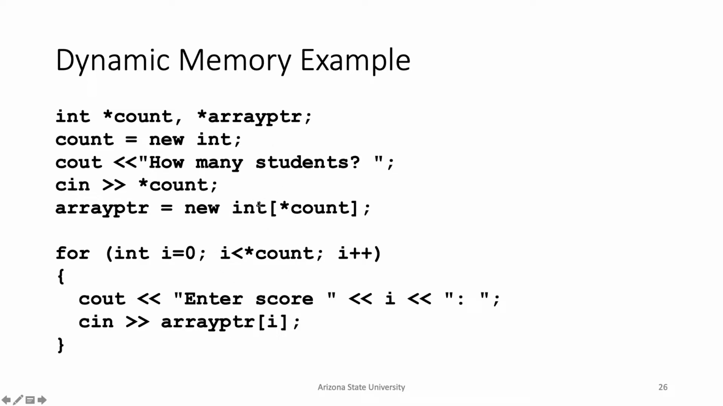here's an example of something very similar to what I just showed. So I have two pointers up here. Count is a pointer, array putter is a pointer. So I'm going to initialize count. So is count going to be on the heap or is it on the stack? Count itself.